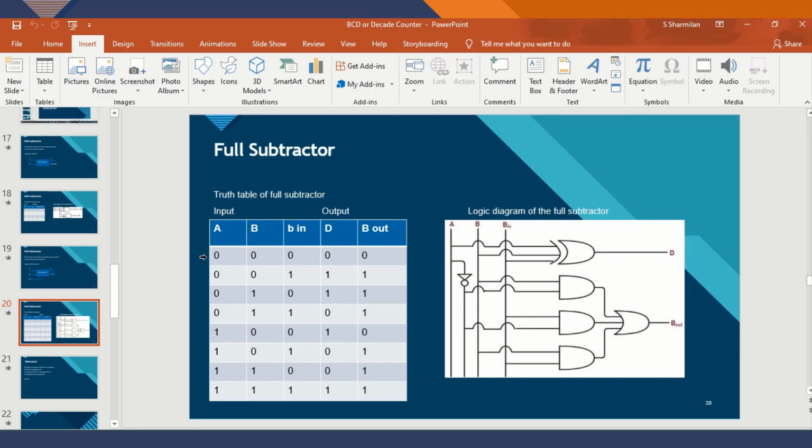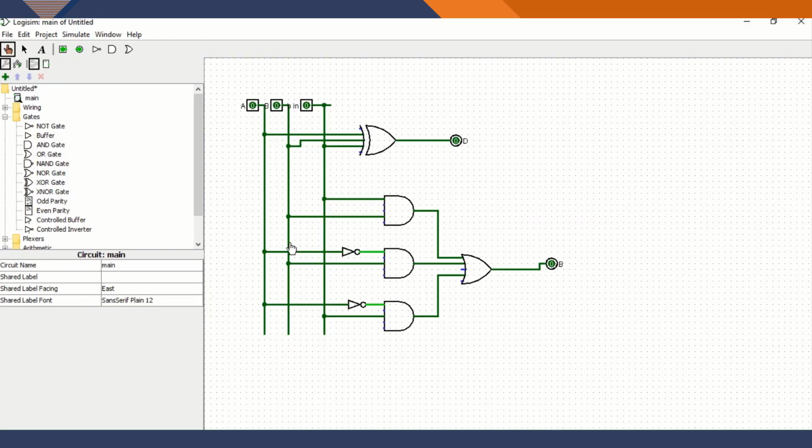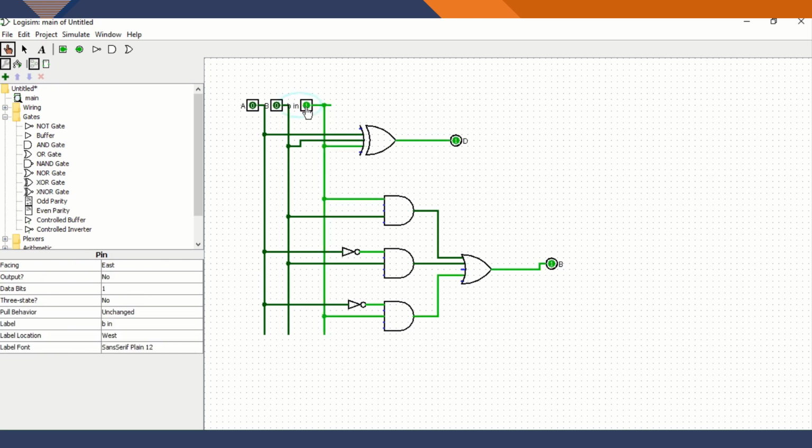Now the second condition is A equals 0, B equals 0, B in equal 1. Now I am going to change A equals 0, B equals 0, B in equal 1. See my output here. My difference is D equal 1 and here I have a borrow B equal 1.